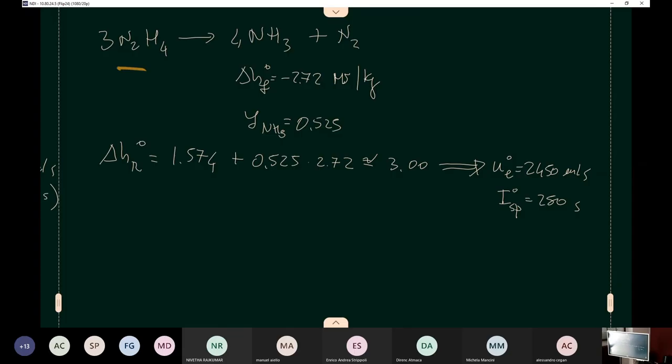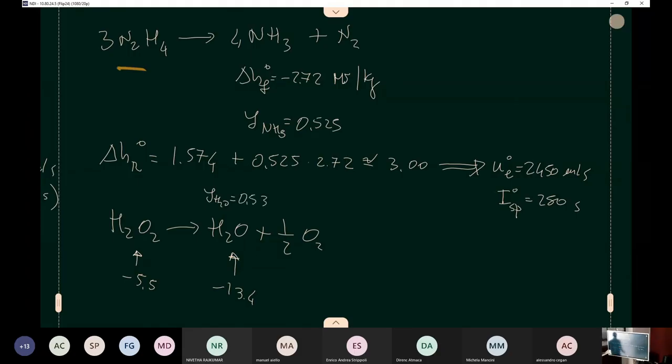So concerning the hydrogen peroxide, as I mentioned, it will decompose by this reaction. If you consider it pure, so 100%, here you have to consider the heat of formation of H2O2 and the heat of formation of H2O. You see, this is minus 13.4 megajoule per kilogram, which you have already seen many times. And you have here minus 5.5. If you put these terms together again and you consider the amount of H2O that you have among products, you can evaluate this Y H2O, which is 0.53, and you obtain your heat of reaction, which is 1.58.